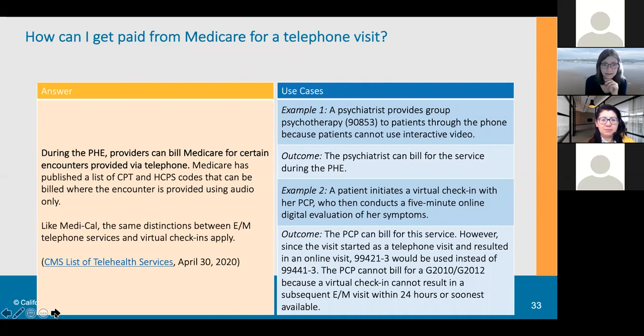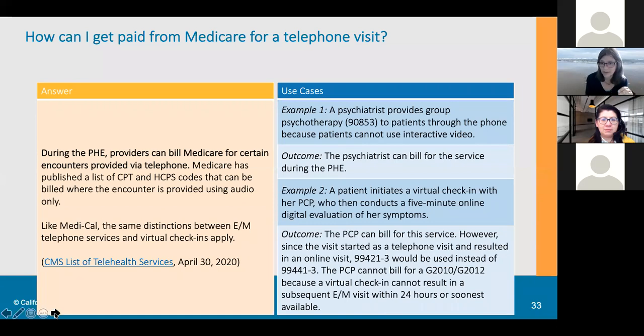Example 2, a patient initiates a virtual check-in. This is an odd one, right? So I'm calling or something. I just want to check out what's going on with me. And then it turns into a 5-minute online digital evaluation of the symptoms. So the provider could bill the G2012, or they could flip it over to the online visit as a 99421 through 3.